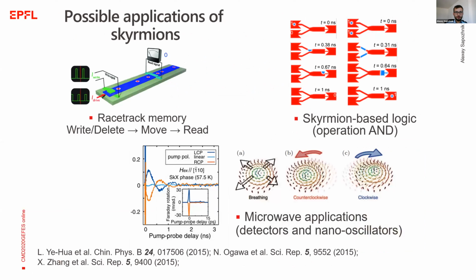Possible applications of skyrmions include racetrack memory, which requires writing, deleting, moving skyrmions and reading them, also skyrmion-based logic, and microwave applications, for example, detectors and nano oscillators. In the rest of my talk, I will concentrate on writing and deleting skyrmions by laser light, which can be beneficial for future racetrack memory applications.